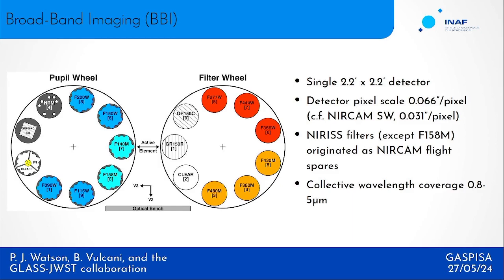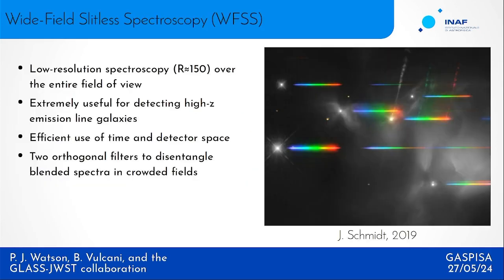So, broadband imaging: it's a single 2.2 arc-minute square detector, so quite large. It's got larger pixels than NIRCam, for those of you who are familiar with that, which actually makes it slightly more sensitive to low surface brightness galaxies. A lot of the filters were originally NIRCam spares, and they were reused for NIRISS itself. Collective wavelength coverage over all of these filters is around 0.8 to 5 microns, obviously not all at the same time. And the second mode, one which I love, is wide field slitless spectroscopy.